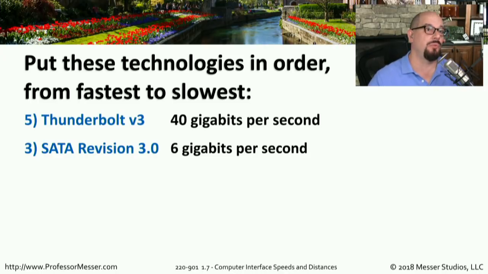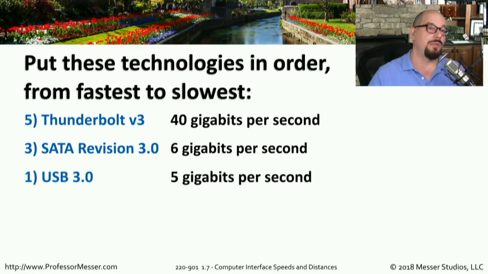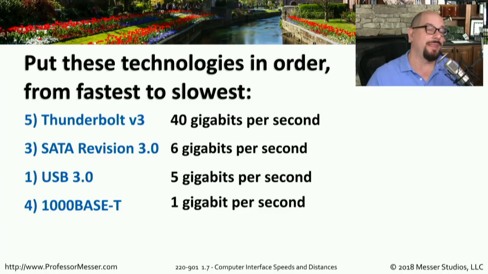Now we go to number 3. That was, by the way, number 5 is Thunderbolt 3.0. Number 3 is SATA Revision 3.0. Third on our list is going to be USB 3.0. USB 3.0 runs at 5 gigabits per second. USB 3.1 is a little bit different. In fact, 3.1 could be a number of different things, but we're not talking about USB 3.1, that's a different conversation altogether. We're talking about USB 3.0, and the speed of USB 3.0 is 5 gigabits per second. Number 4 on our list, interestingly enough, is 1000 base T at 1 gigabit per second.